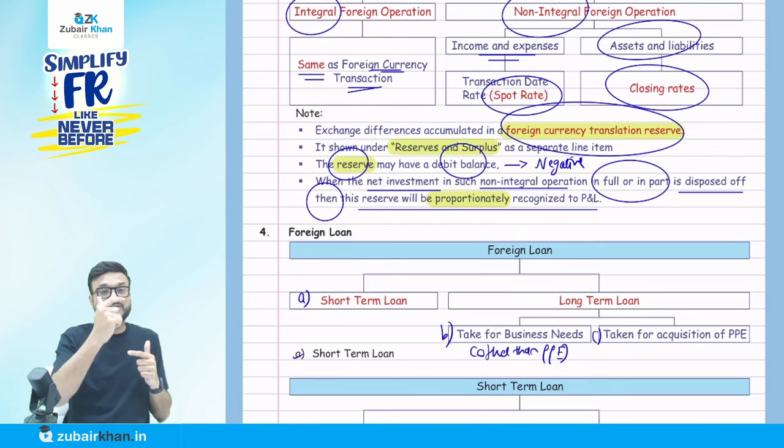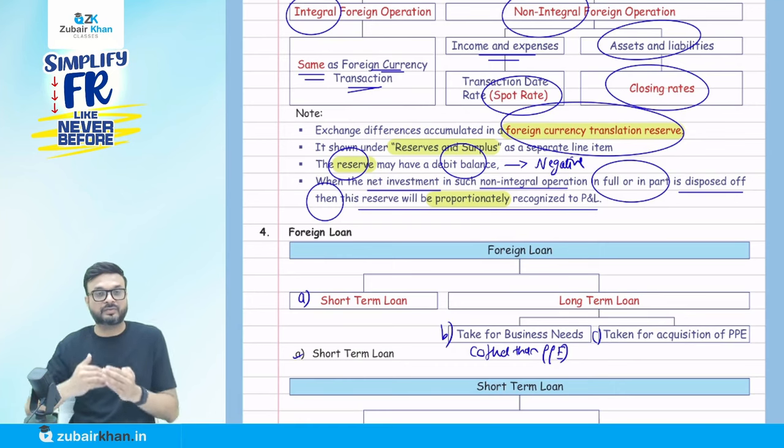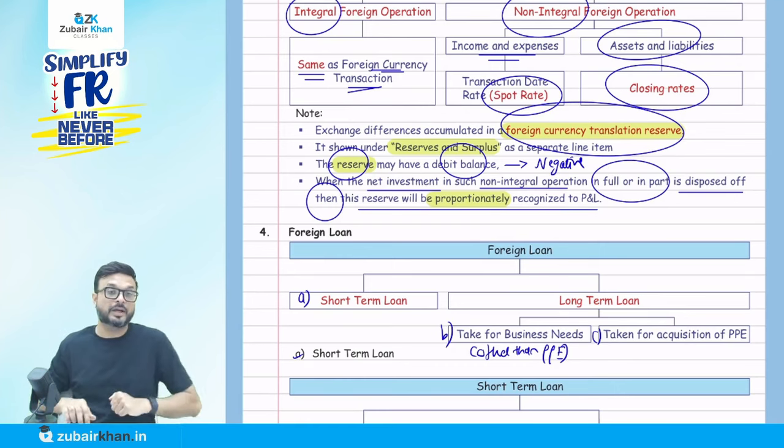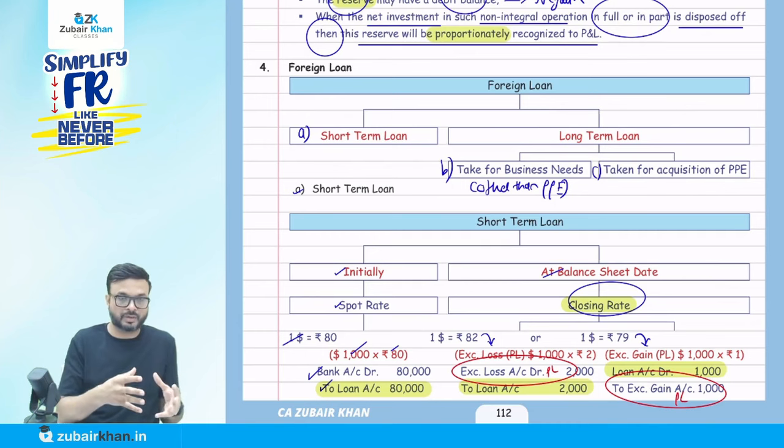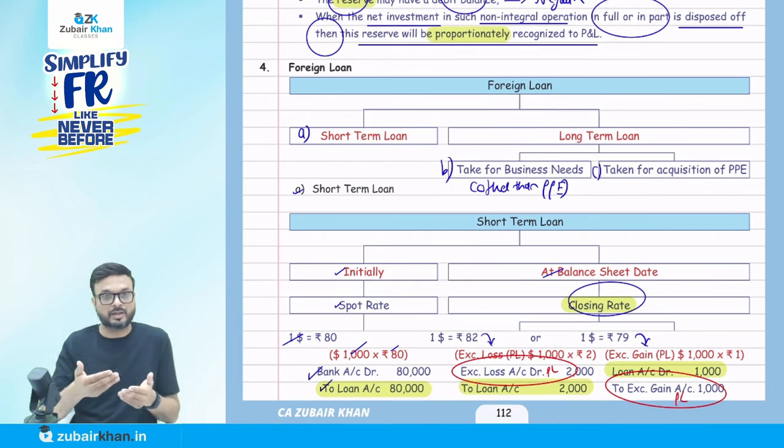But when we sell the investment in the foreign operation, then we can transfer the FCTR balance to the profit and loss account. Then foreign loan: what is the intention? First, if my intention is a short-term loan, initially I will recognize it at the spot rate. On the balance sheet date, it will be recorded at the closing rate. The difference will go to the profit and loss account. It may be a gain or it may be a loss.